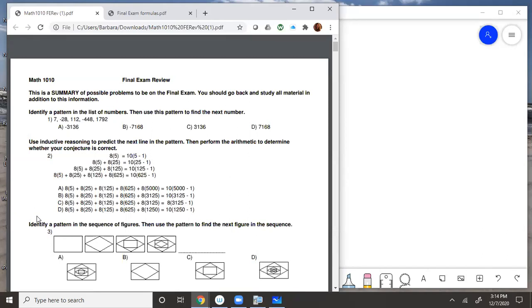In problem number 1, identify a pattern in the list of numbers, then use the pattern to find the next number. Why don't you go ahead and take a look at those numbers and see if you can find a pattern, and then identify that pattern. So what do we have to do to 7 to get a negative 28 here?